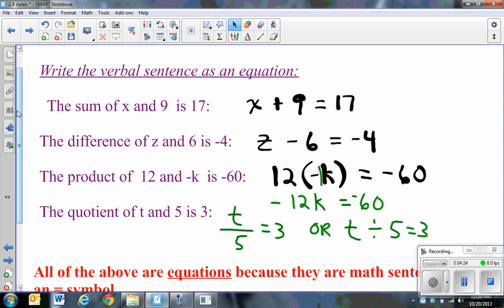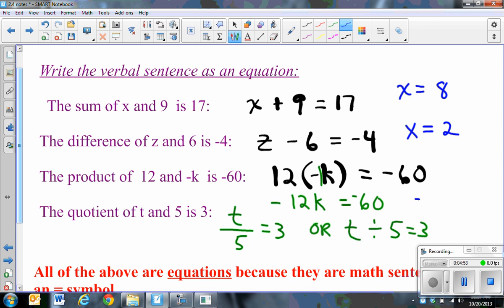If you're thinking it's 8, you're correct. 8 plus 9 is 17. So in the first example, I know the solution, x, is equal to 8. In the next example, I need to find a number such that when 6 is subtracted, I'll get -4. Well, the number's got to be less than 6 in order to make the difference negative. So it's going to be 2, because 2 minus 6 is -4.